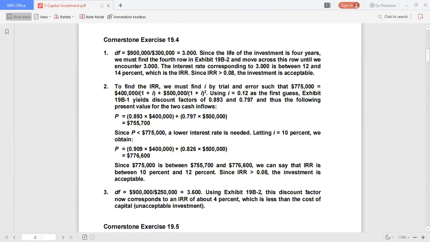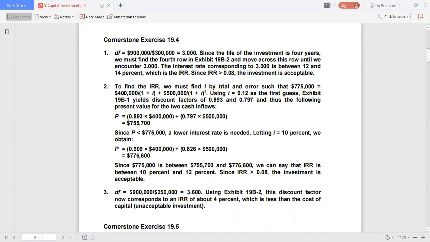Now, the IRR is greater than the cost of capital, which is 8%. Since the IRR is higher than the cost of capital, the investment proposal is acceptable. Number 2, calculate the IRR of the second investment and comment on its acceptability. Use 12% as the first guess.